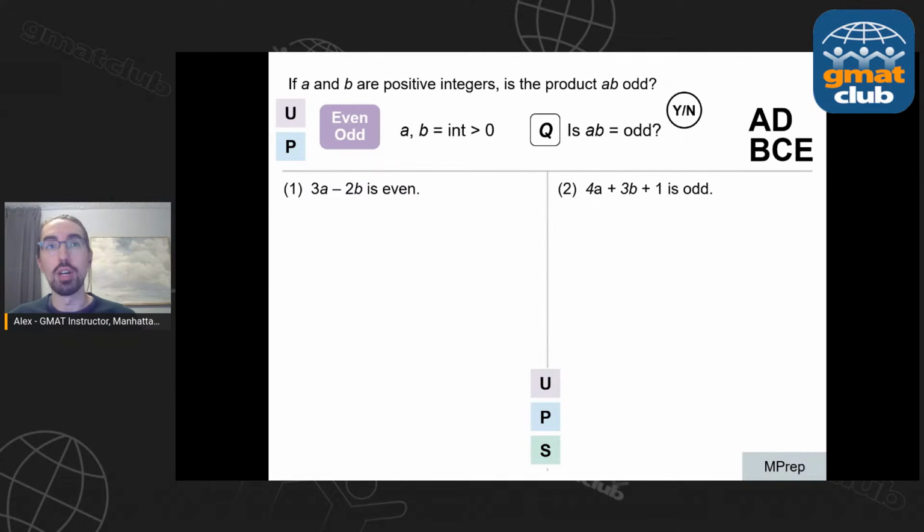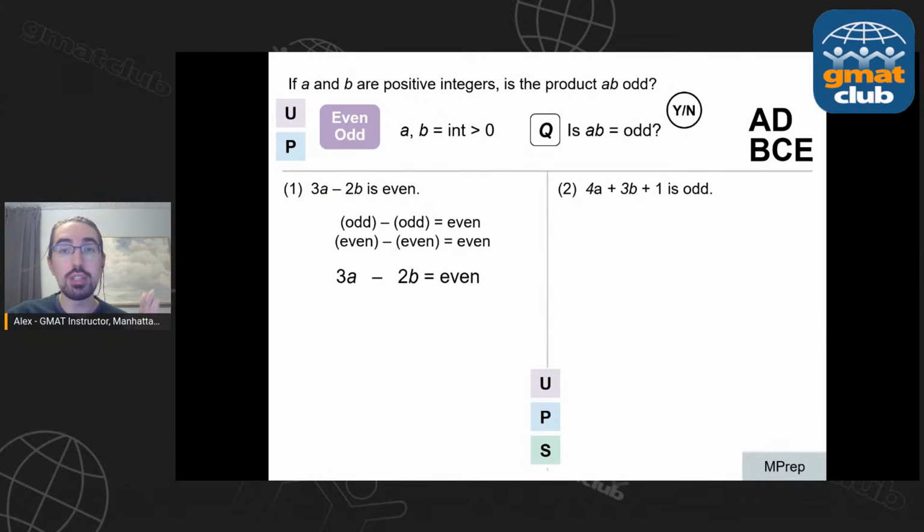Then we get to statement one. And if you don't want to go in and think about what the actual values of A and B could be, you can think about the theory, right? What do we need to have two values that when we subtract them, it ends up being even? We know that it's either going to be an odd minus an odd or an even minus an even. Those are the only two ways we can get an even.